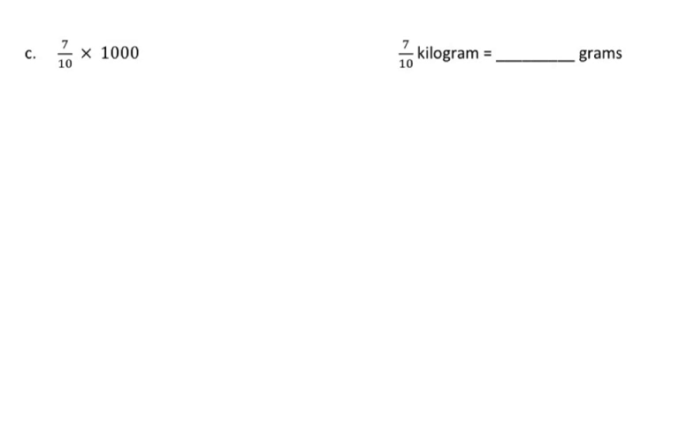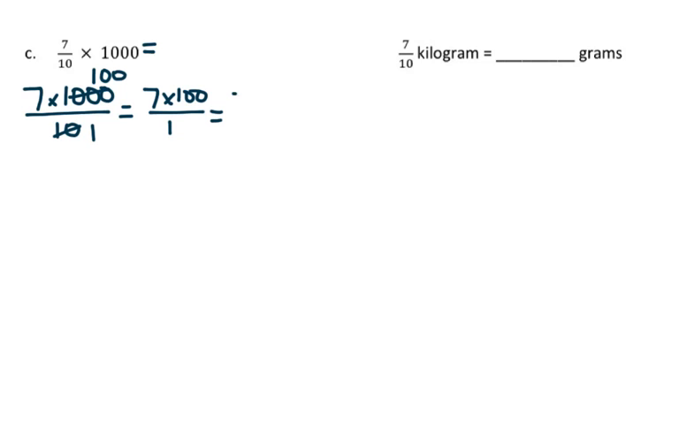any way you choose. So now I have 7/10 times 1,000, and I'm going to show you how I solve it. So I have 7 times 1,000 over 10. And I'm going to divide the 1,000 and the 10 by 10, and I would get 100, and this becomes a 1. 7 times 100 is, I'll rewrite it here, and that is equal to 700 over 1, and it's equal to 700. That's 700 over here.